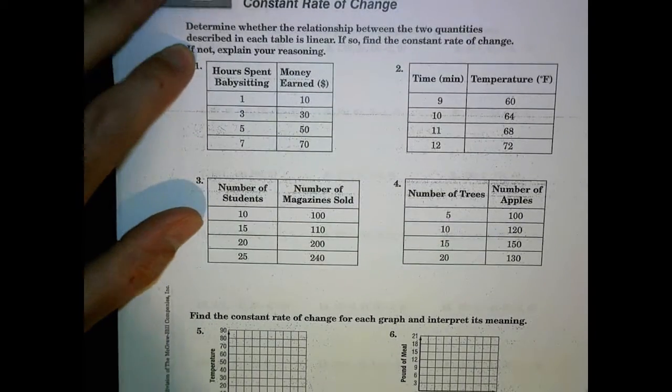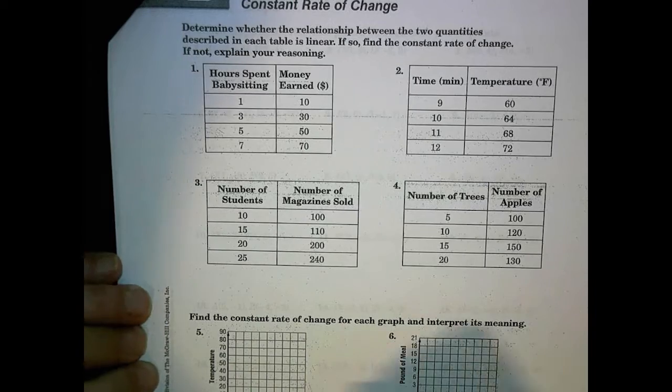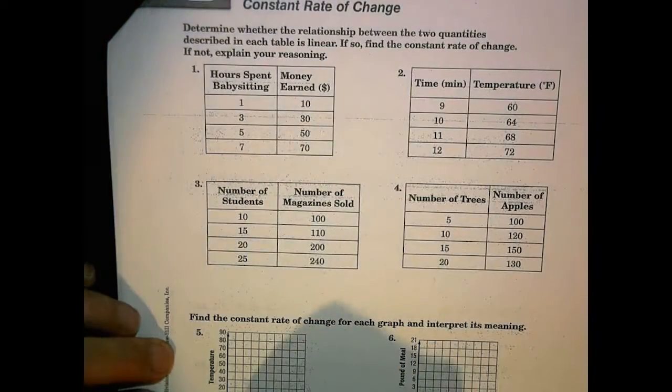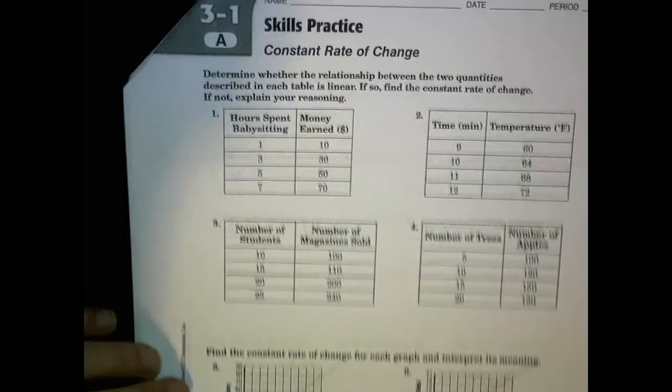Okay, constant rate of change. Looking at our homework today. First question you probably have is, what do I do with number 5 and 6 because there's nothing there? Honestly, I can't tell you because there's nothing there, so don't worry about 5 and 6 because something didn't copy quite right. I'm not sure what happened. There probably should be some information, but I'm not seeing it, so don't worry about 5 and 6.